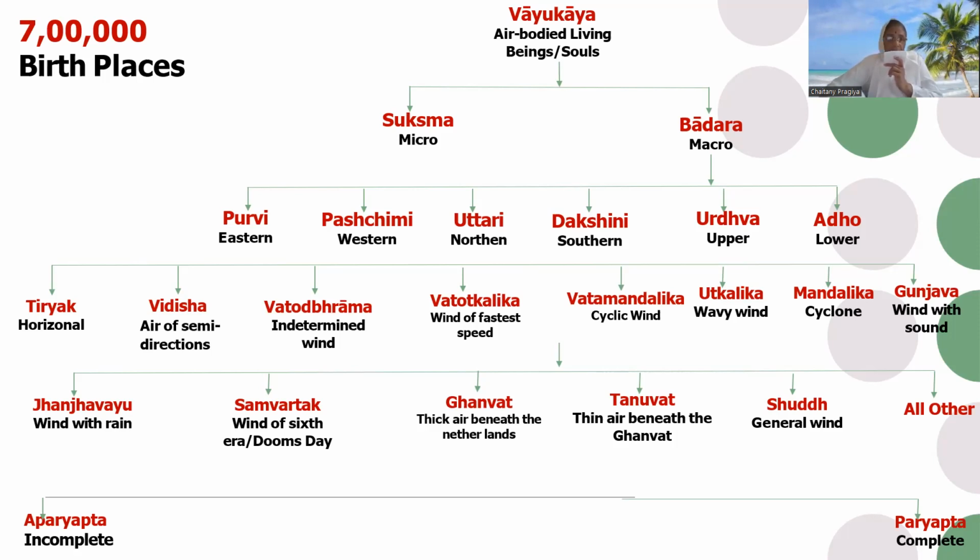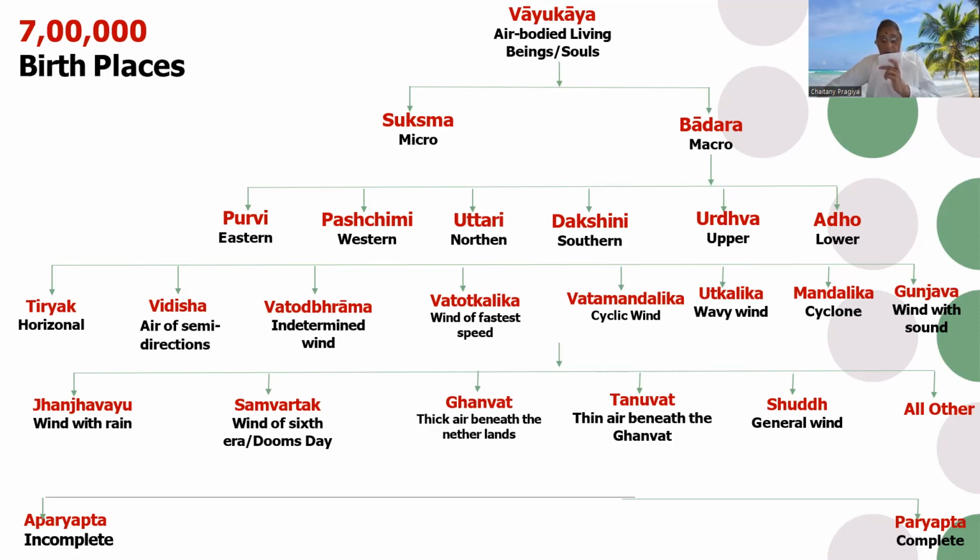Similarly, we find that there is the air which is coming in all other horizontal directions, then it is known as Tiryak. Vidisha means air of semi-directions, and intermittent wind is called Vato Brahma. That is also a kind of wind of fastest speed, which is known as Vatotkalika. And Vat Mandalika is known as cyclic wind.